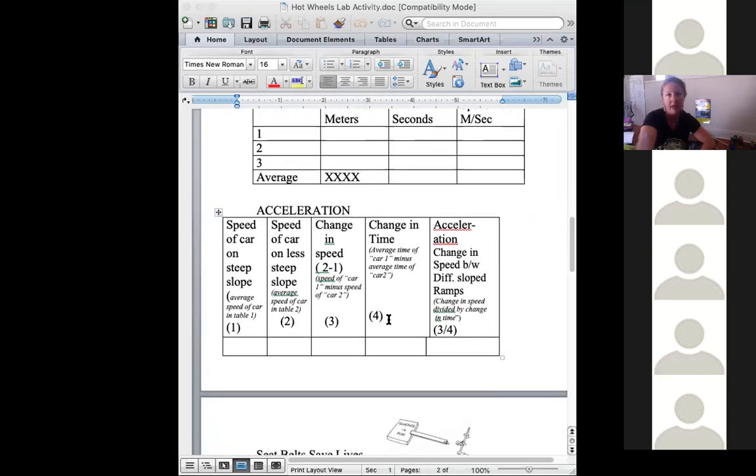And then we're going to calculate acceleration, and I've given you step-by-step instructions on how to do that. Hopefully we will do that together today, but if we run out of time, you'll have all of your data and you'll be able to do this.